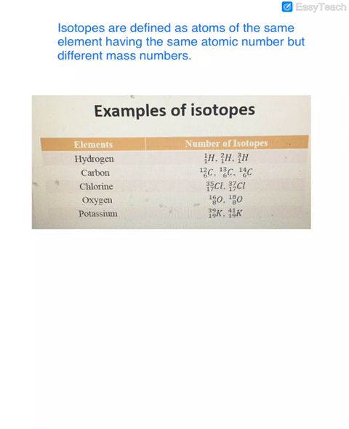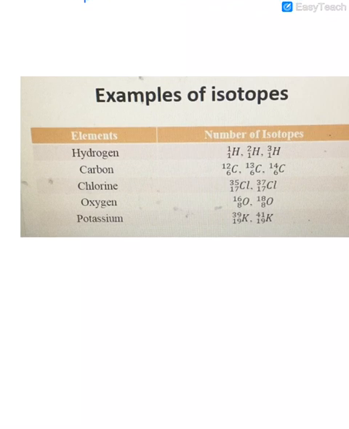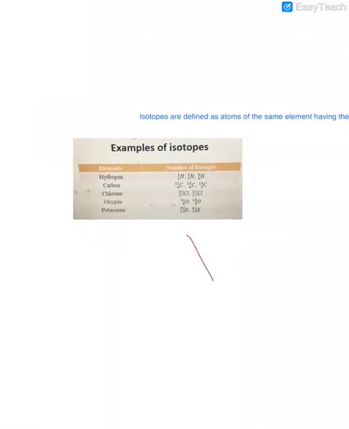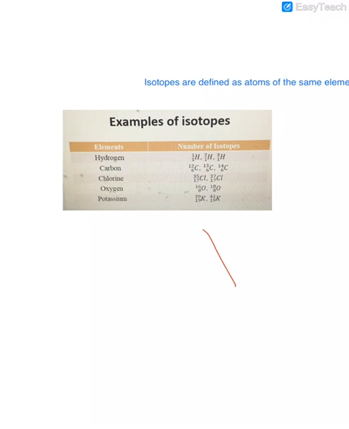So here the examples are given. For hydrogen there are 3 isotopes. For carbon there are 3 isotopes. Chlorine 2 isotopes. Oxygen also 2 isotopes, and potassium 2 isotopes. So these isotopes vary only in their neutron number. If you see, the mass numbers are different but atomic numbers are same. So where is the variation? In the neutron.